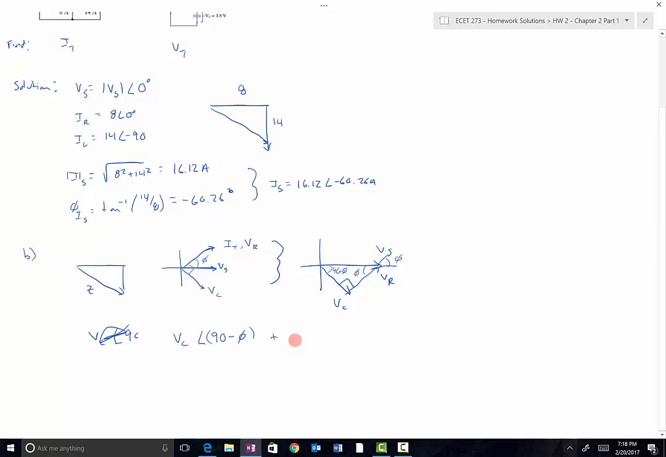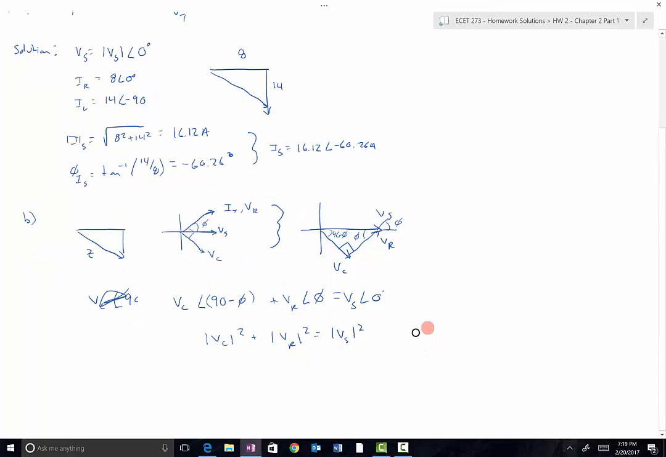And then it's V sub r at an angle of phi, right? V sub r's got an angle of phi associated with it, and that's going to be equal to Vs at angle 0 degrees. So that's the phasor equation. I could use Pythagorean's theorem, and I could just say the magnitude of V sub c squared plus the magnitude of V sub r squared is equal to the magnitude of Vs squared.